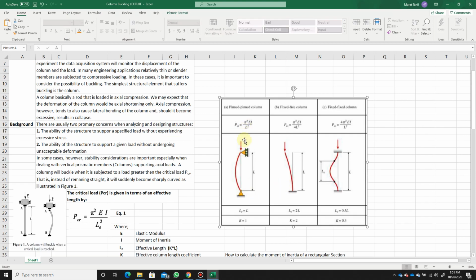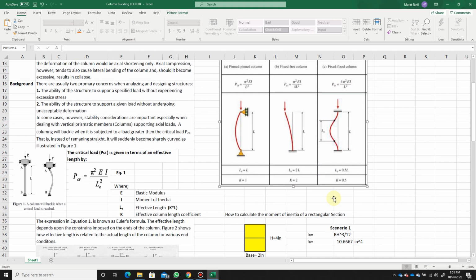In the pin column end conditions, we have the K factor 1 as opposed to fixed with the K factor 0.5. And when you look into the equation where the LE or the K factor gets into the game, it's in the denominator. So as the LE, the effective length factor, increases, the critical load, the column buckling strength, decreases.